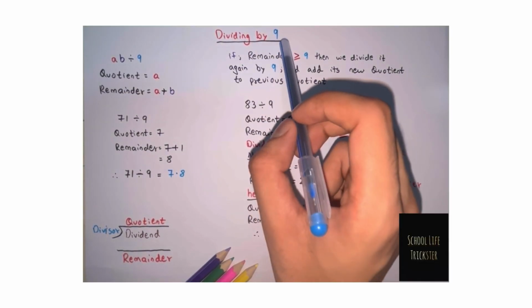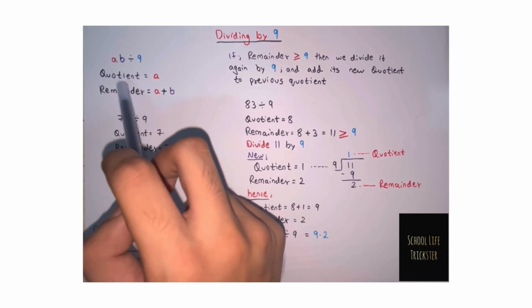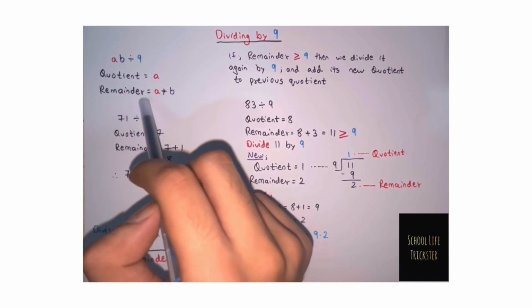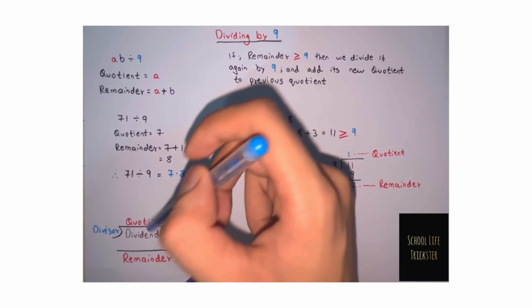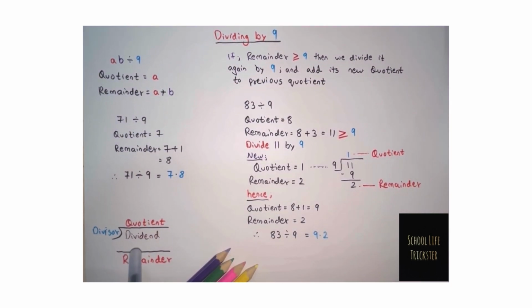Dividing any numbers by 9. AB divided by 9: over here the quotient will be A and the remainder will be A plus B. For those who don't know what quotient and remainder are, see over here, divisor and dividend. When we divide, the quotient we get at the top and the remainder we get at the bottom.